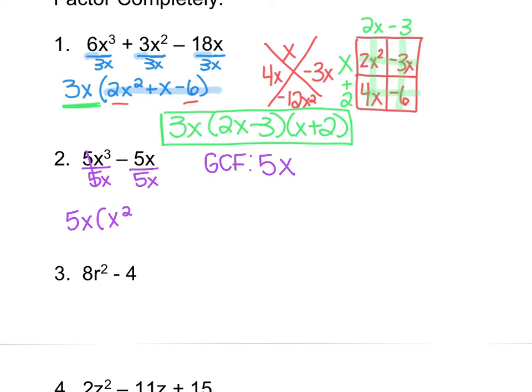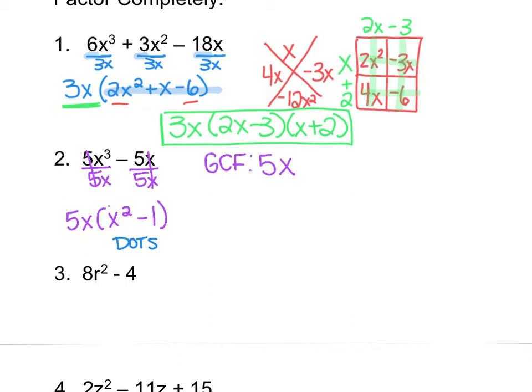Negative 5 divided by 5 is negative 1, and the x's would cancel out. So it told us in the instructions at the top that if we only have 2 terms remaining, look for a difference of the squares. Well, x squared is a perfect square, so is 1, and it is being subtracted, so this is a difference of the square.